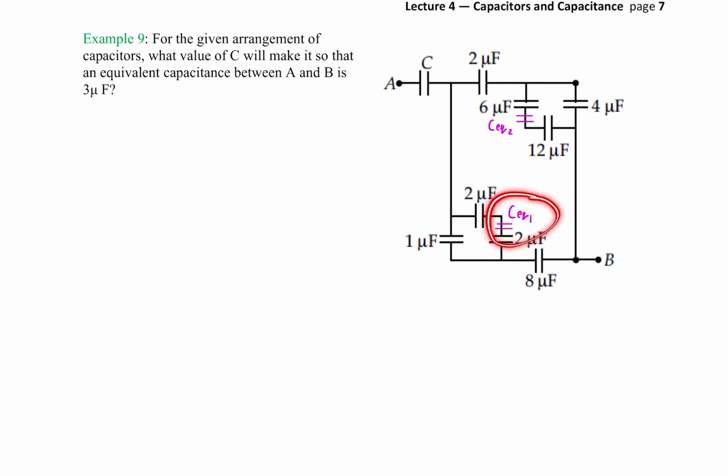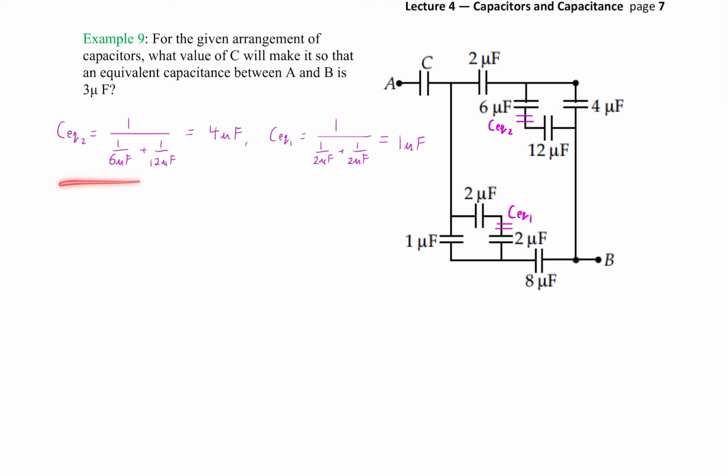I'll consider these 2 equivalent capacitances, and since they're in series, I use the series formula for summing 2. So equivalent capacitor 2, which is this one up here, is 4. Equivalent capacitor 1 is 1. Wonderful. And then I'm going to consider these equivalent capacitors, again, in a set, because there's symmetry across these corners.